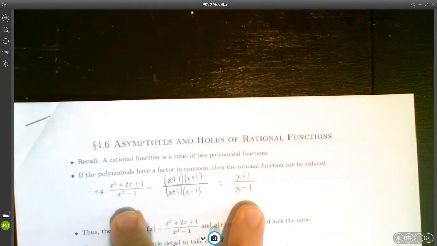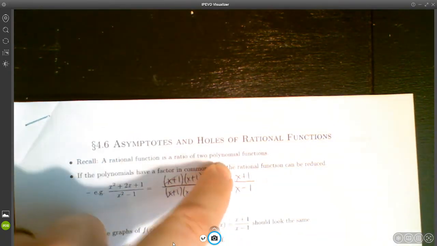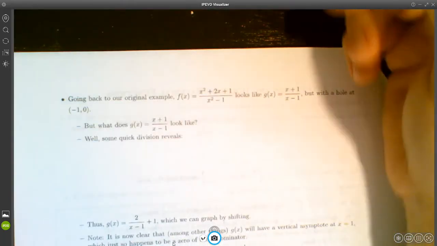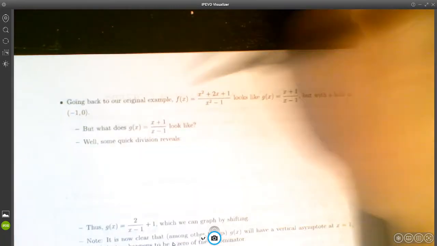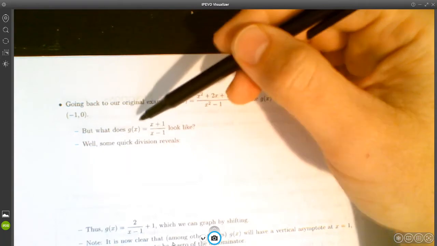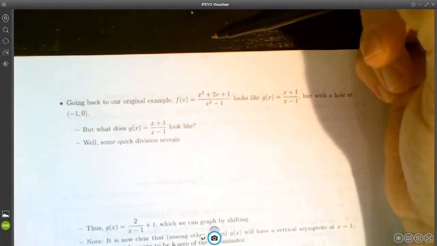And yeah, it has a hole at -1. If I plug in -1, I get 0 over -2, which is just 0. So yeah, this first example does indeed have a hole at -1, 0. So we know that f looks just like g, except it's going to have a hole at -1, 0. But what does g look like, right? What does the function x plus 1 over x minus 1 look like?